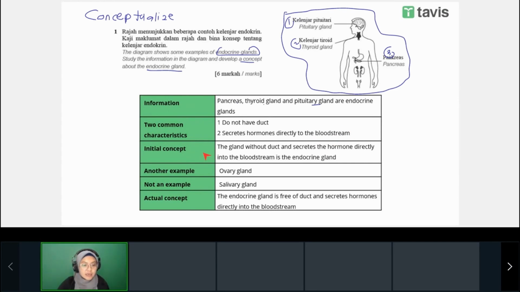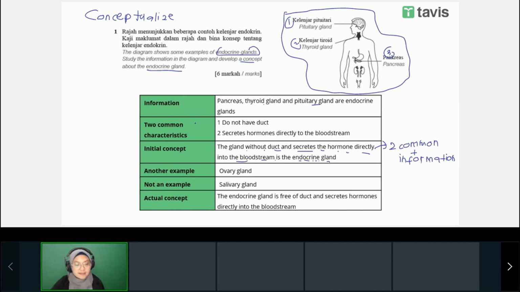Okay, and then the initial concept. How to write the initial concept? Put in the two common characteristics plus the information, the initial concept. Okay, you have two common characteristics. The gland without duct that secretes the hormone directly into the bloodstream is the endocrine gland. Okay, so you get another 1 mark.